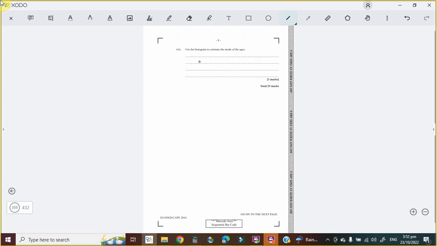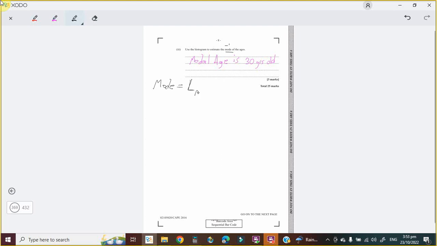So from the histogram, they said modal age, but they say mode of ages. So the modal age is 30 years old. Now, gentlemen, just for the fun of it, let's say you wanted to use the formula and show off. So the mode would be equal to del 1 over del 1 plus del 2 times the class size C.